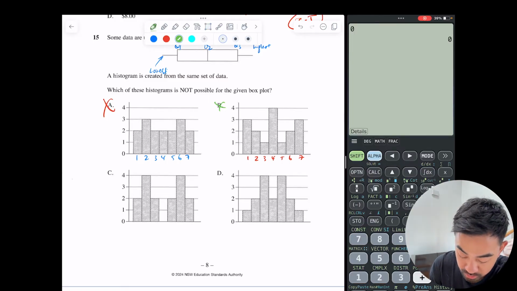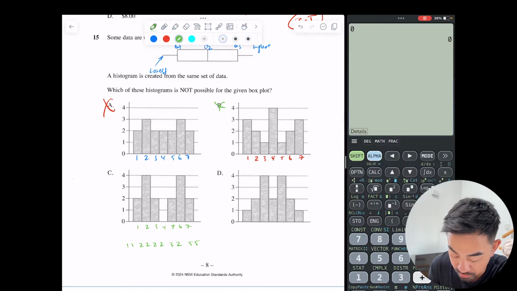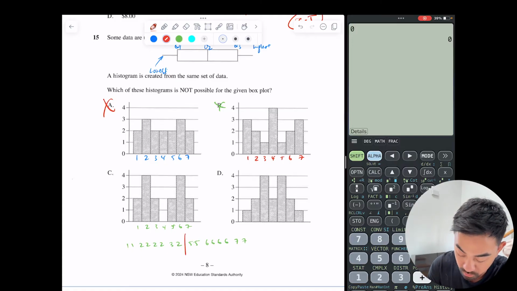Now this one's interesting because there's a missing gap. So 1, 2, 3, 4, 5, 6, 7. So 2 1s, 4 2s, 2 3s, no 4s, 2 5s, 4 6s, and 2 7s. So is it in here? 1, 2, 3, 4, 5, 6, 7, 8. Yeah, so it's in here. So 1, 2, 3, 4. So that's all right.